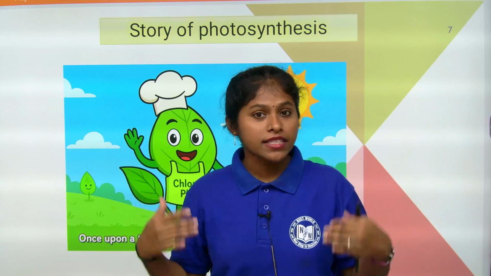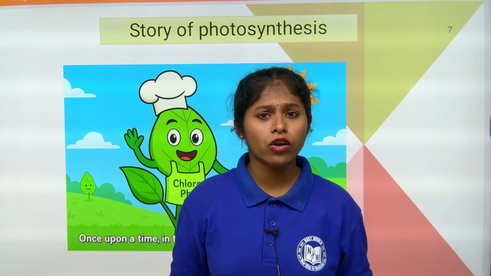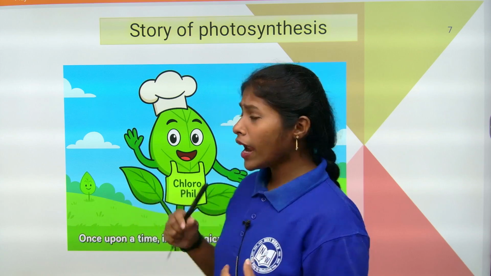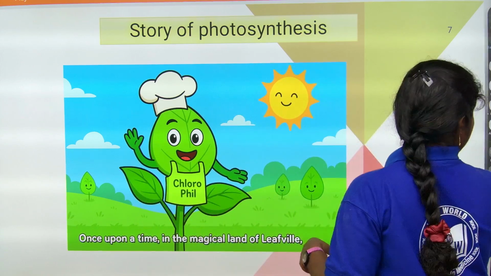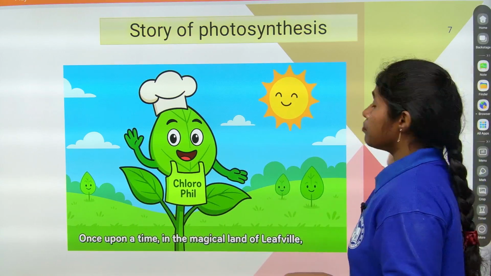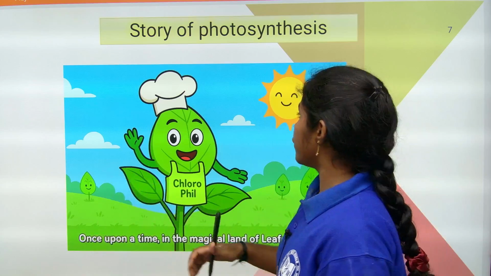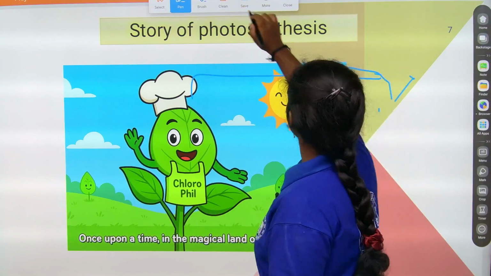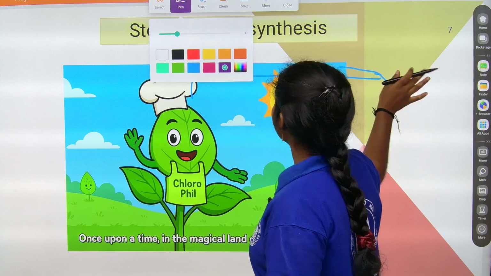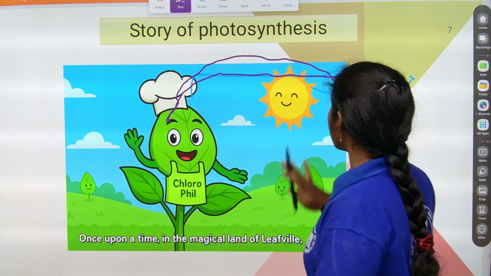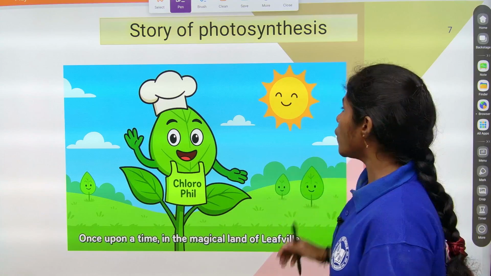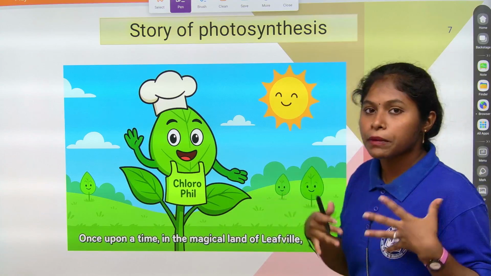Without plants, can we sustain, children? No, not at all. We cannot sustain, right? Because they give us oxygen, right? And also we know that plants exhibit autotrophic nutrition, right? Autotrophic nutrition means they can prepare their own food materials, right? So they are preparing their own food materials. So which part is the food prepared in, children?